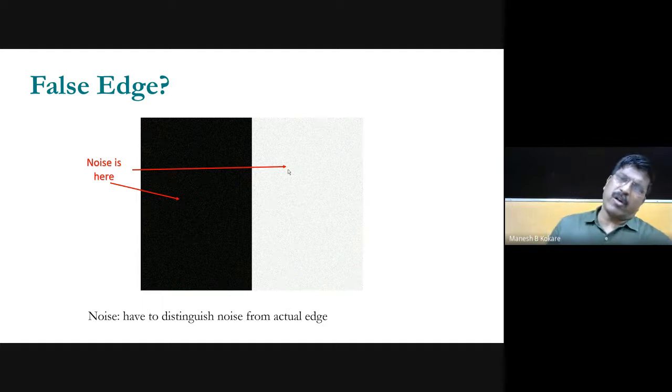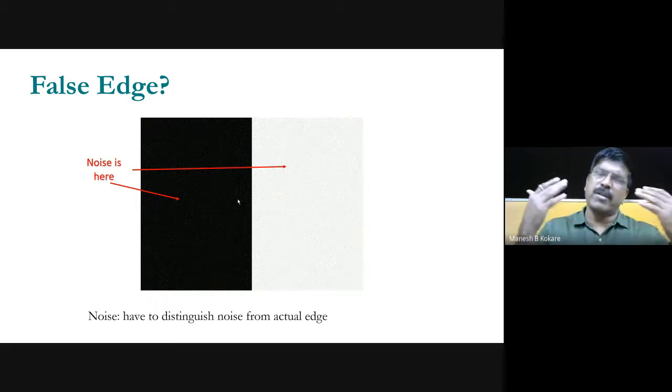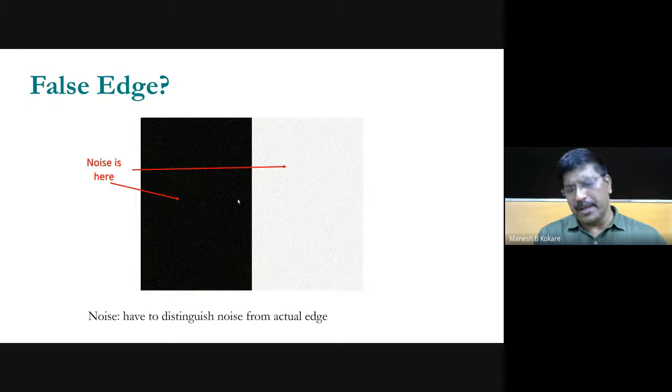So we have to take care of this noisy component while detecting the edge. We have to distinguish noise from the actual edge. There are several ways to tackle this, for example, the Canny edge detection technique, or generally low pass filtering and image averaging are done before detecting the edge. So you can remove the noise, and after that apply the high pass filter which will detect the edge, so that false edge detection can be avoided.